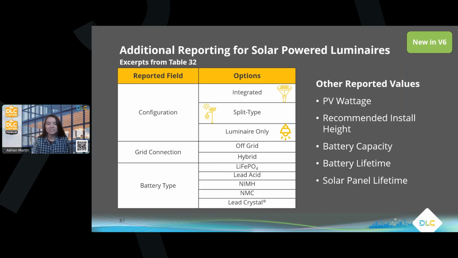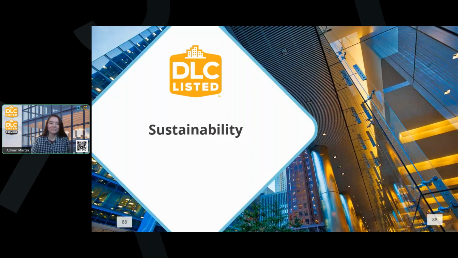Grid connection specifies whether a solar luminaire is off-grid or hybrid. Off-grid products do not have any connection to the grid, eliminating the need for wired connections, reducing infrastructure costs, and supporting energy independence. Hybrid products draw power from both the solar panel and the grid, typically treating the grid as a backup in case the battery runs out. Other reported fields include battery type, PV wattage, recommended install height, battery capacity, battery lifetime, and solar panel lifetime. That concludes solar luminaires. Next, I will go over how the DLC is supporting sustainability and lighting in version 6.